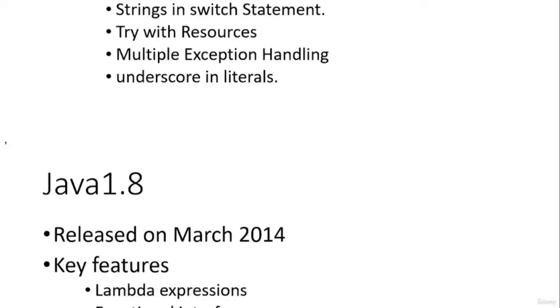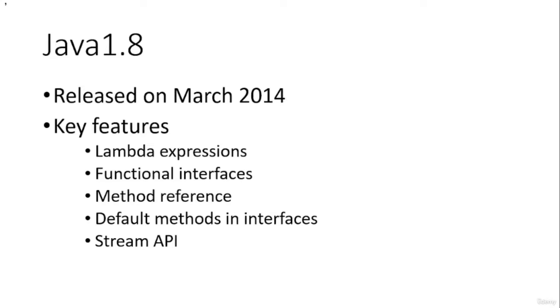Now let us discuss Java version 1.8. It was introduced in March 2014. The key features include the lambda expression. Lambda expression is a functional programming construct which was introduced in Java version 1.8. We will discuss lambda expressions in our following tutorial.